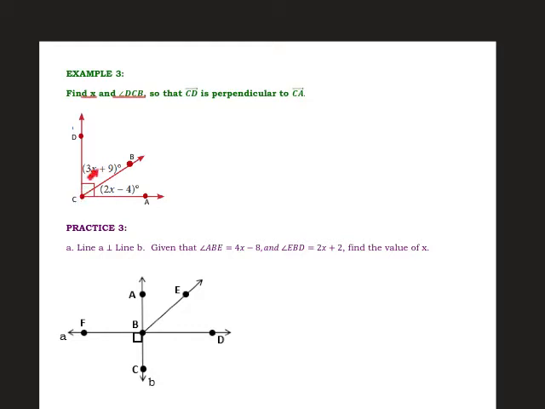So does each angle equal 90? No. Do the angles equal each other? No. The two angles together add up to 90, okay? So we're going to add them together. We're going to say 3x plus 9 plus 2x minus 4 is going to equal 90. What are my like terms here? 3x and 2x. How many x's is that? 5x.